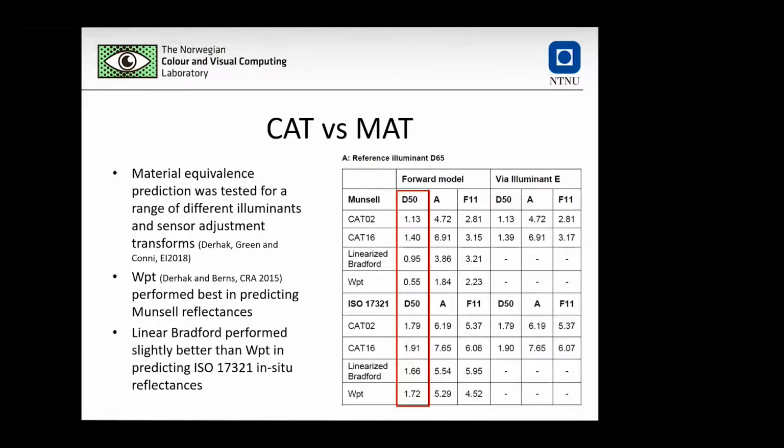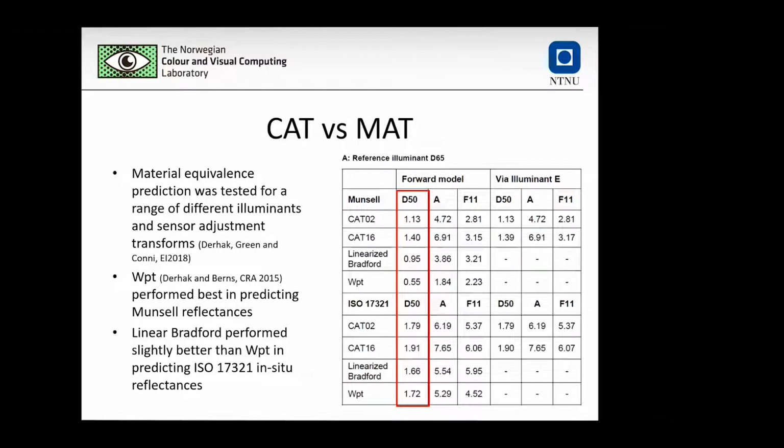And then looking at the results from that, you can see that the Cat02 and Cat16 performed the worst on both data sets. Waypoint did best on Munsell, which is not surprising given it was trained on Munsell, but linear Bradford was similar, maybe slightly better in terms of the D50 on the ISO 17321 data.